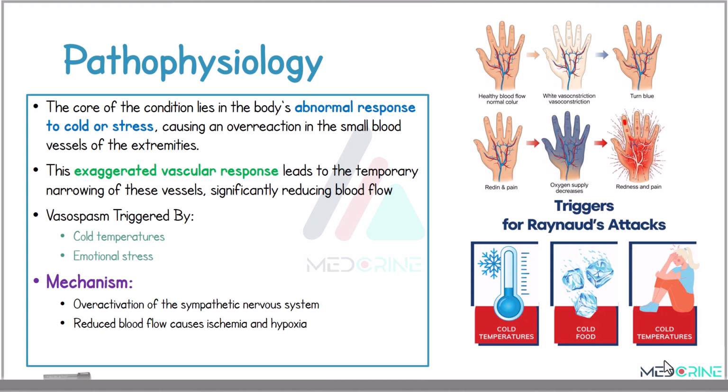In the pathophysiology, Raynaud's is caused by an exaggerated response to cold or to stress. The core condition lies in the body's abnormal response, causing an overreaction in the small blood vessels of the extremities. This exaggerated vascular response usually leads to the temporary narrowing of these vessels, reducing the blood flow to the extremities significantly. These vasospasms, like we've said, are triggered by cold temperatures and emotional stress.